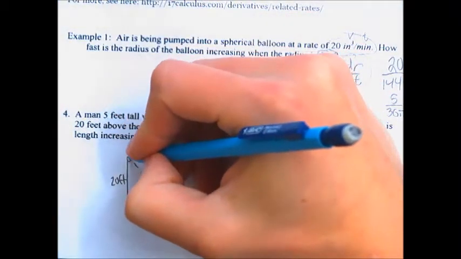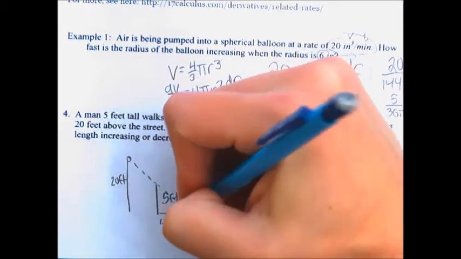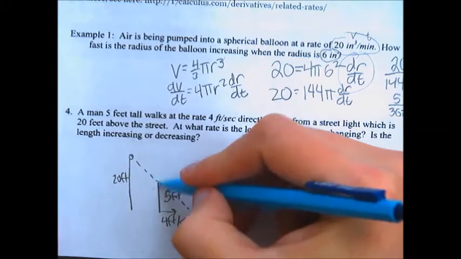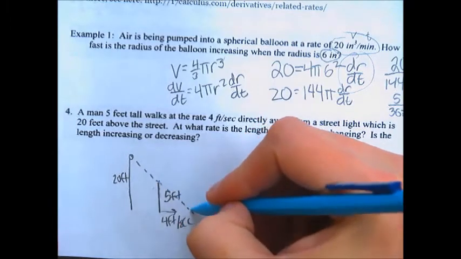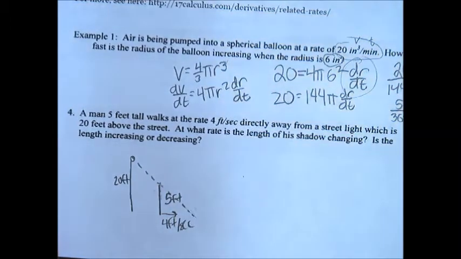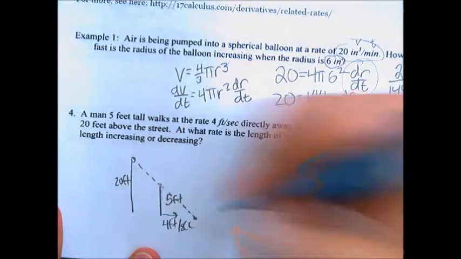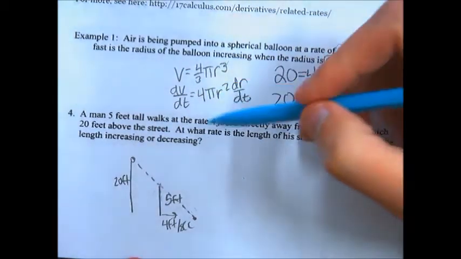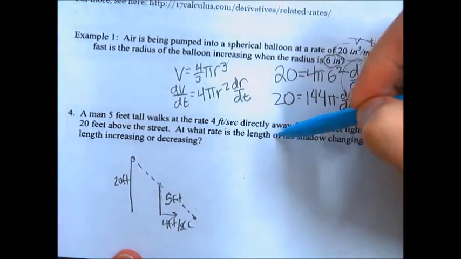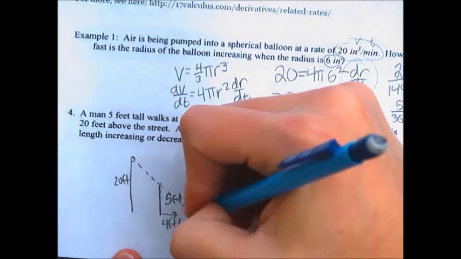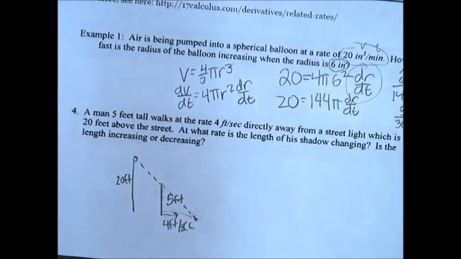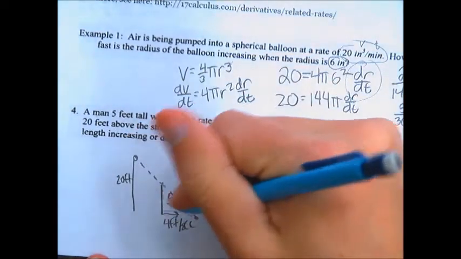We have the light shining, we have his head, and his shadow is coming out from where his head, or his whole body here, blocks off the light. And so the shadow is coming down to here-ish. So, okay, at what rate is the length of the shadow increasing? We need to figure out the rate that this distance is increasing relative to his speed walking this direction.